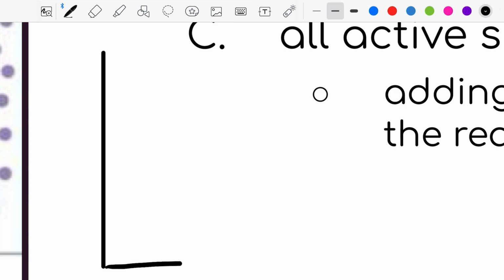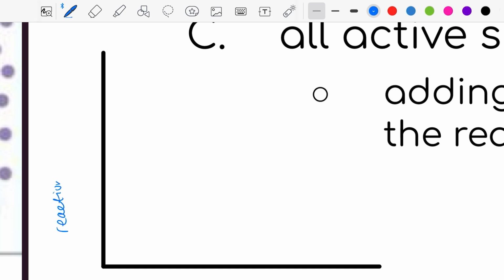Let's make our own graph. So on this side over here, this is the reaction rate, and the reaction rate increases up this way. And this down here is enzyme concentration, and it's increasing that way. If we do this reaction 1, reaction 2, reaction 3, reaction 4, reaction 5, reaction 6.